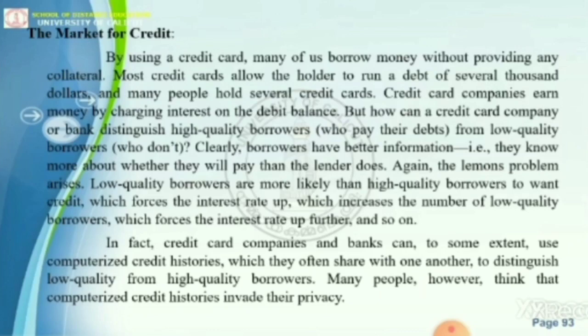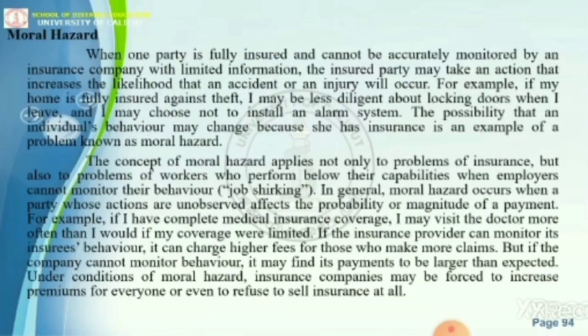Low quality borrowers are more likely than high quality borrowers to want credit, which forces the interest rate up. This increases the number of low quality borrowers, which forces the interest rate up further, and so on. In fact, credit card companies and banks can, to some extent, use computerized credit histories, which they often share with one another, to distinguish low quality from high quality borrowers. Many people, however, think that computerized credit histories invade their privacy.